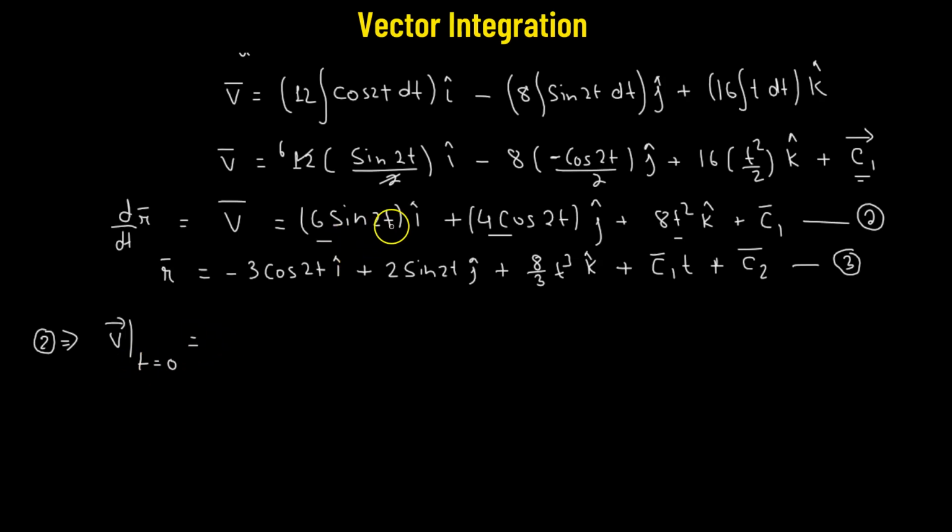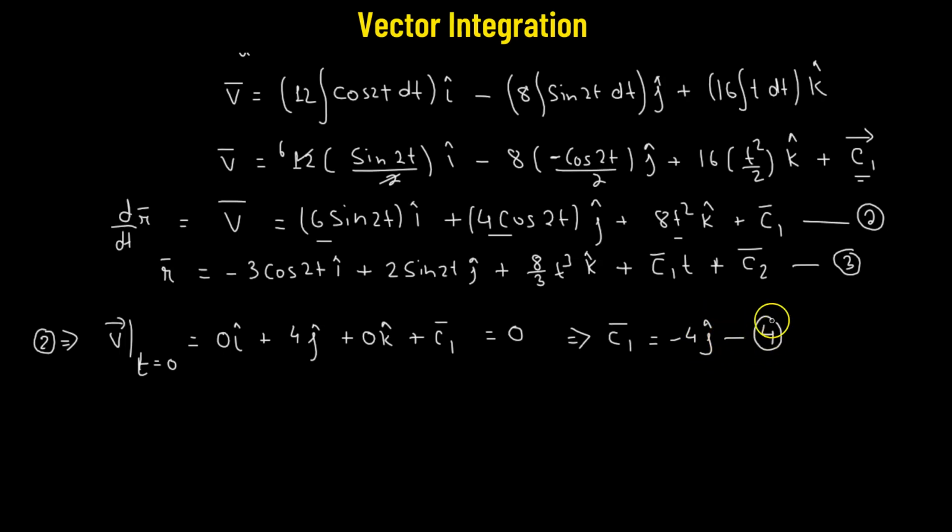So this will be equal to 6 times sine 0, so that's 0. That means this will be 0 i cap, plus 4 times cosine of 0. Cosine of 0 is 1, so we have 4 times j cap, plus 8 times 0 squared, so that's 0 k cap, plus c1 vector. And it's given that the velocity vector calculated at t equals 0 simply equals 0. So this means our c1 vector equals negative 4 j cap. Let's call it equation number 4.